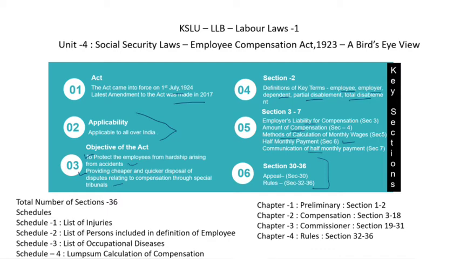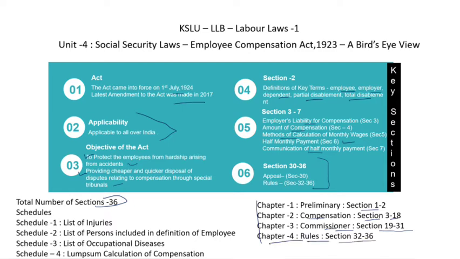If we look into the Act, there are a total of 36 sections, broadly divided into 4 chapters. Chapter 1 deals with the preliminary matters, which are Sections 1 and 2, and then Chapter 2 deals with the compensation-related area, starting from Section 3 and ending at 18. Chapter 3 talks about the appointment of the Commissioner and the entire process of appeal and other things, from 19 to 31, and Chapter 4 talks about the rules, Sections 32 to 36.